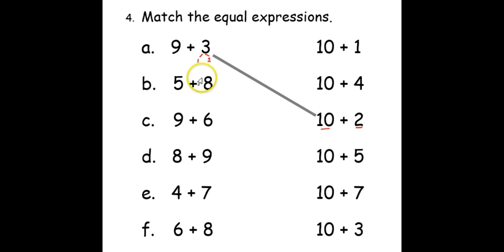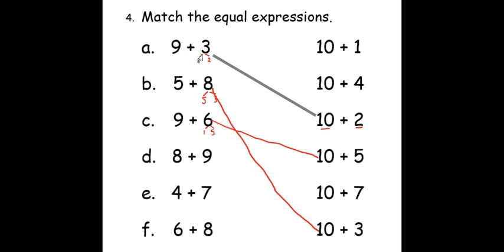If I'm going to add 5 plus 8, I could break my 8 into 5 and 3. 5 plus 5 gives me 10, then plus 3 gives me 13. So I'm adding 10 and 3. So this matches with 10 plus 3. Next I'm adding 9 plus 6. I'm going to decompose the 6 into 1 and 5. 9 plus 1 is 10. 10 plus 5 is 15. So this matches with 10 plus 5.